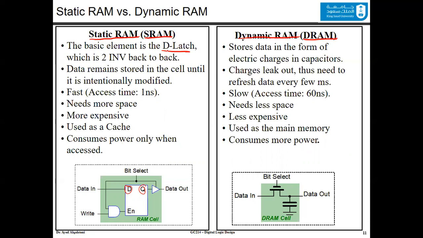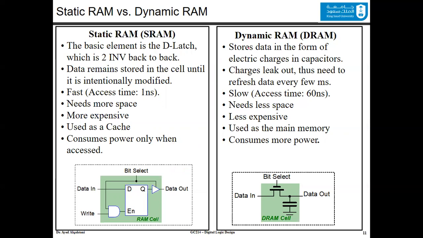The internal design of this D latch is two inverters back to back, like this. This is one inverter, this is another inverter, and they are back to back this way. So if the value here is 0, it will be toggled to 1, and then toggled back to 0, and so on. This way you are saving this value.